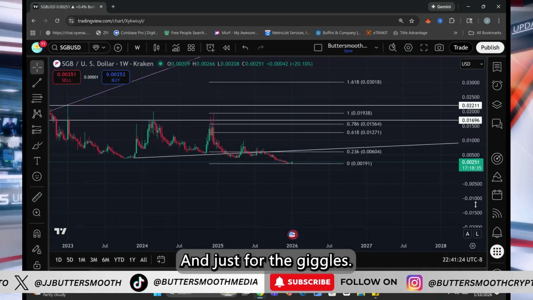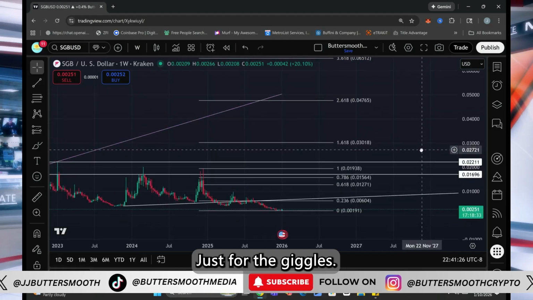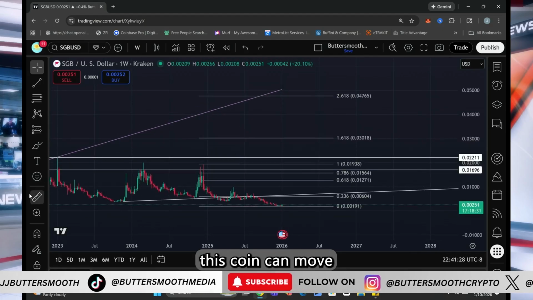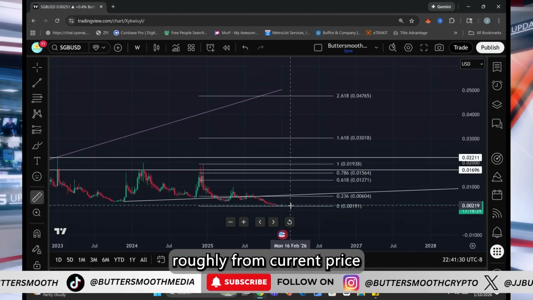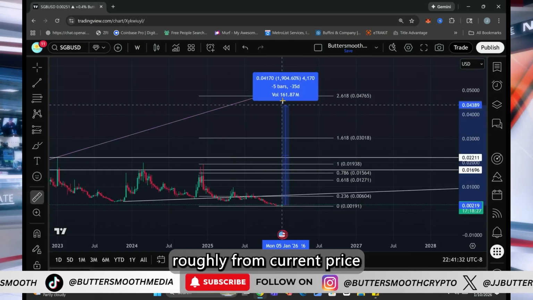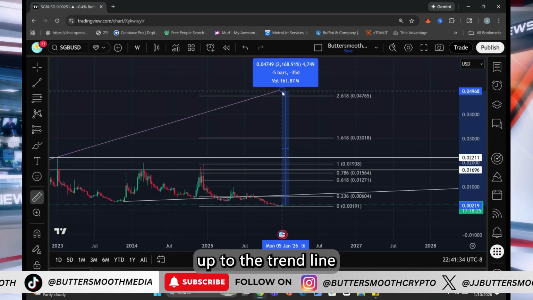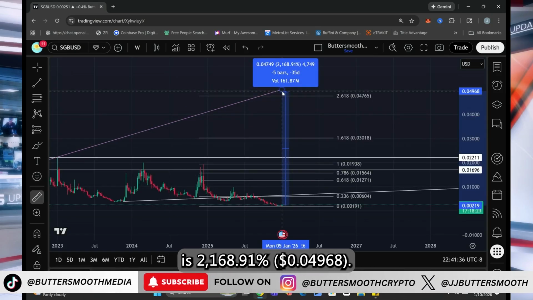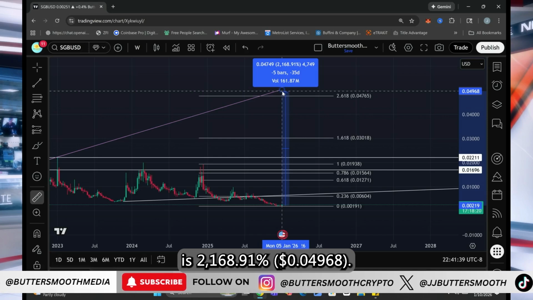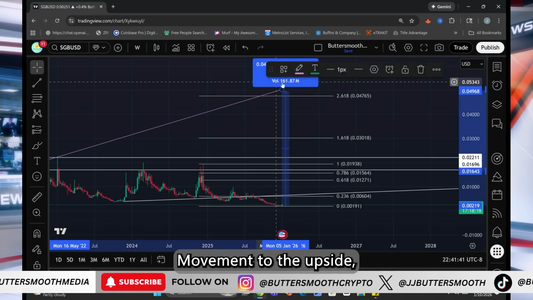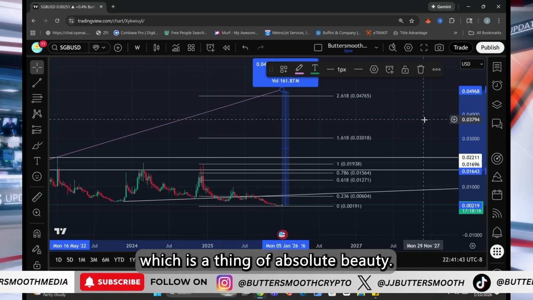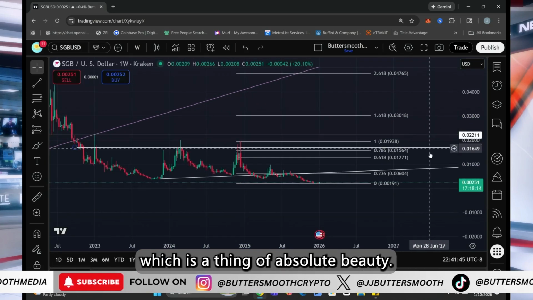And just for the giggles, this coin can move roughly from current price up to the trend line. Whoa. It's 2,168.91% movement to the upside, which is a thing of absolute beauty.